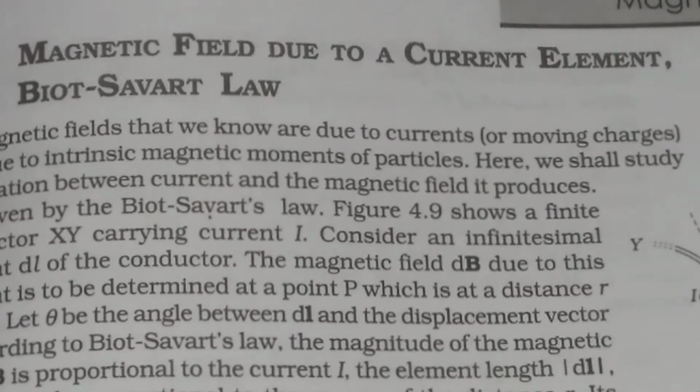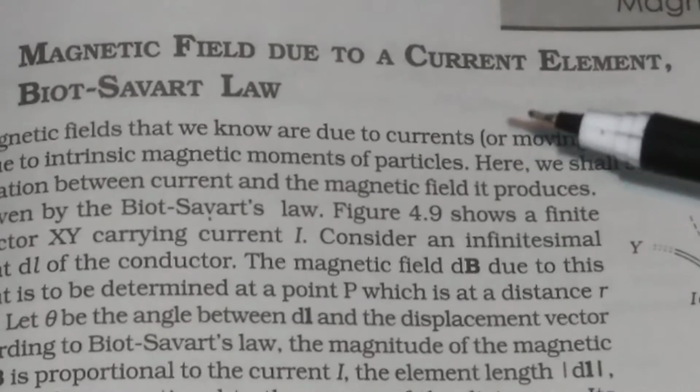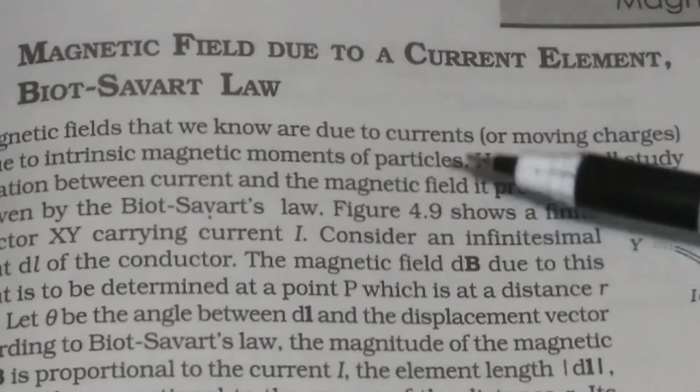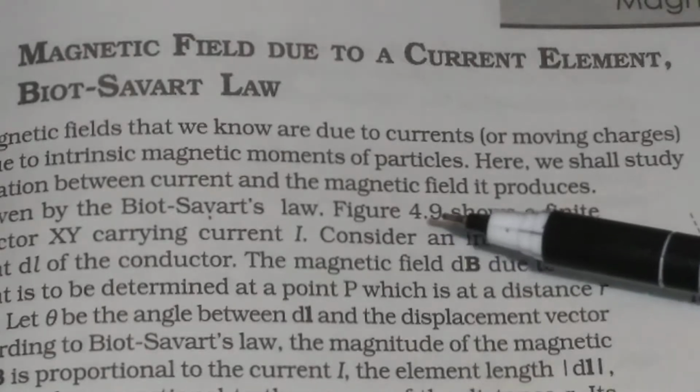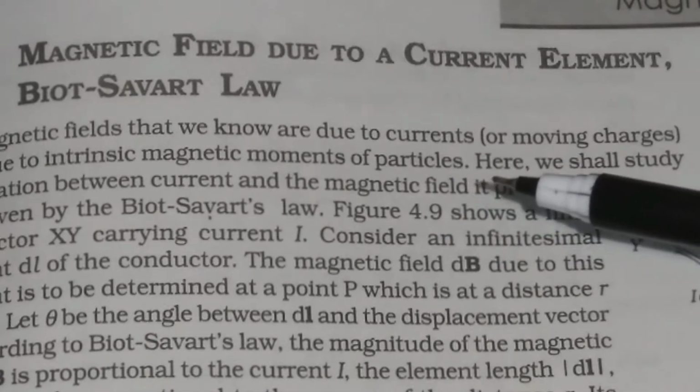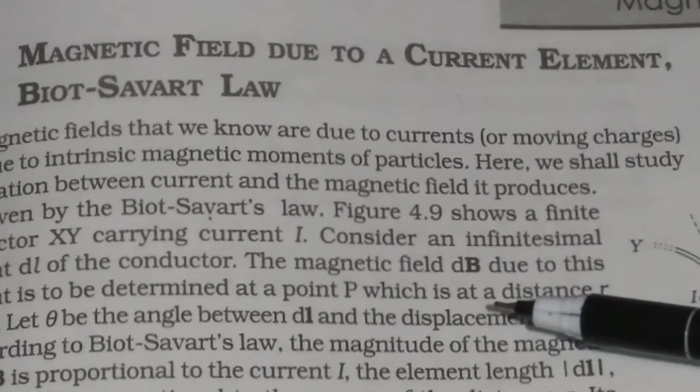Magnetic field due to a current element. Biot-Savart law. So what is Biot-Savart law? We know moving charges or current produces magnetic field. The relation between current and magnetic field is given by Biot-Savart law.